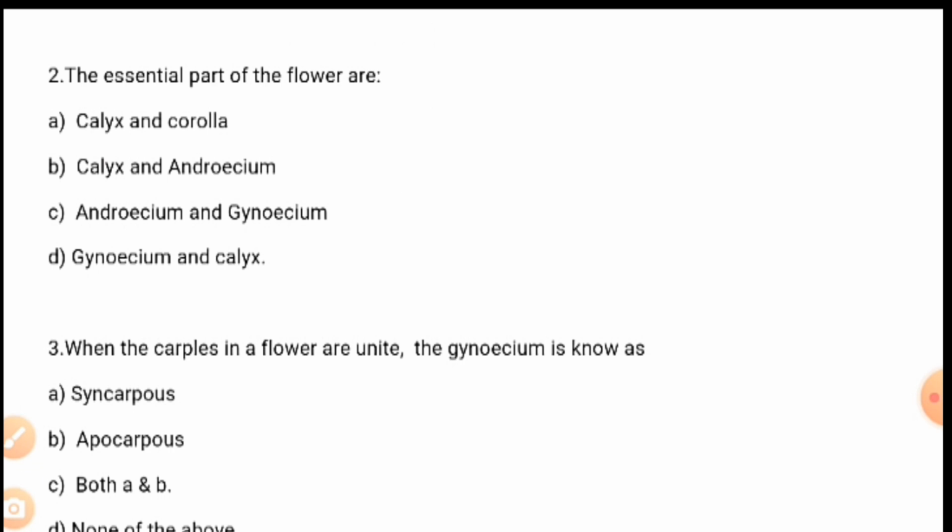We know that the flower is the main part of the sexual reproduction of a plant. So it requires androecium and gynoecium. Hence, option C is the correct answer.